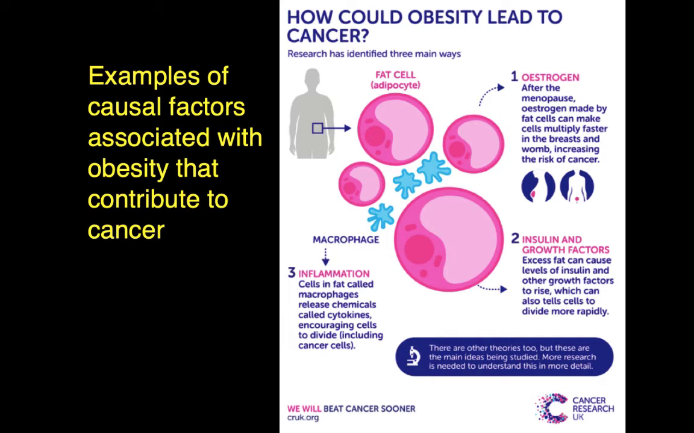Excess fat can cause levels of insulin and other growth factors to rise, which can also tell cells to divide more rapidly. So all these ways of causing cells to divide more rapidly increases the chance that those cells will divide unchecked. And cells in fat called macrophages release chemicals called cytokines, and these encourage cells to divide, including and especially cancer cells.